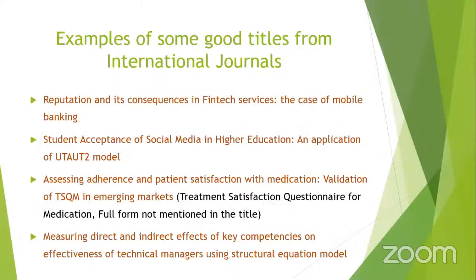Now, these are examples of some of the good titles from international journals. So all the titles have been taken from Scopus journals. Reputation and its consequences in fintech services, the case of mobile banking. Student acceptance for social media in higher education, an application of UTAUT2 model. So UTAUT2 is a theory. So I said the theory you can show in the title.